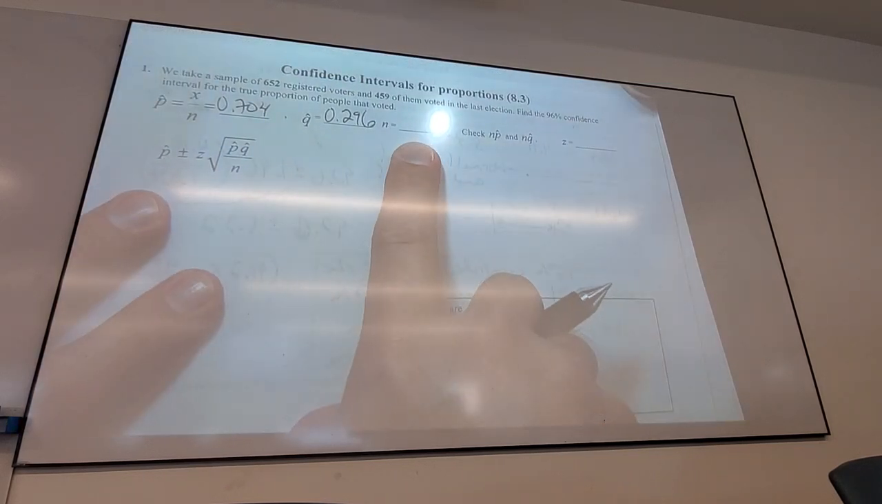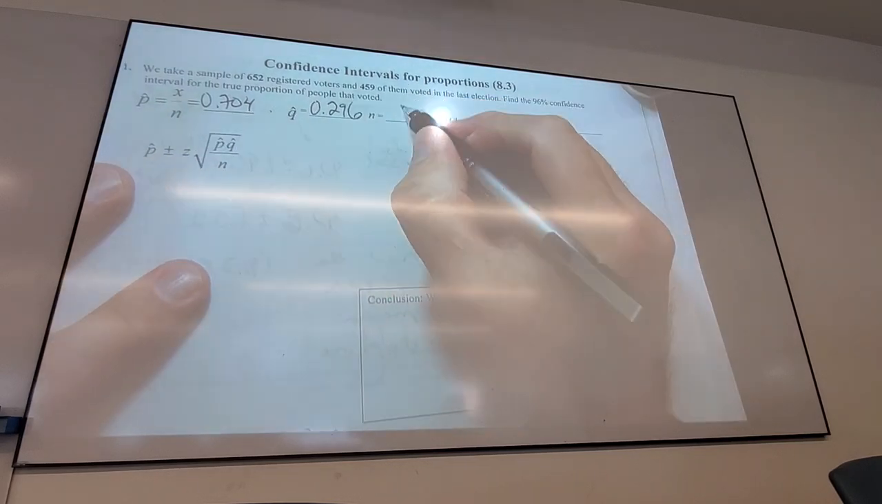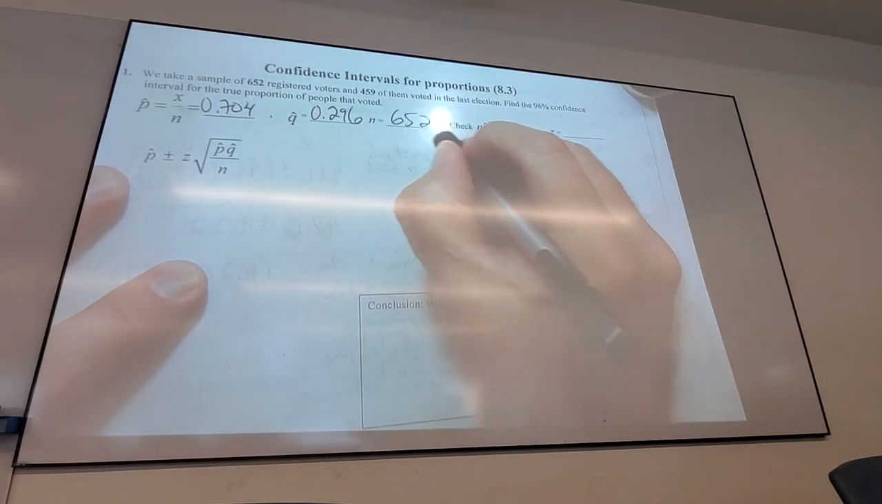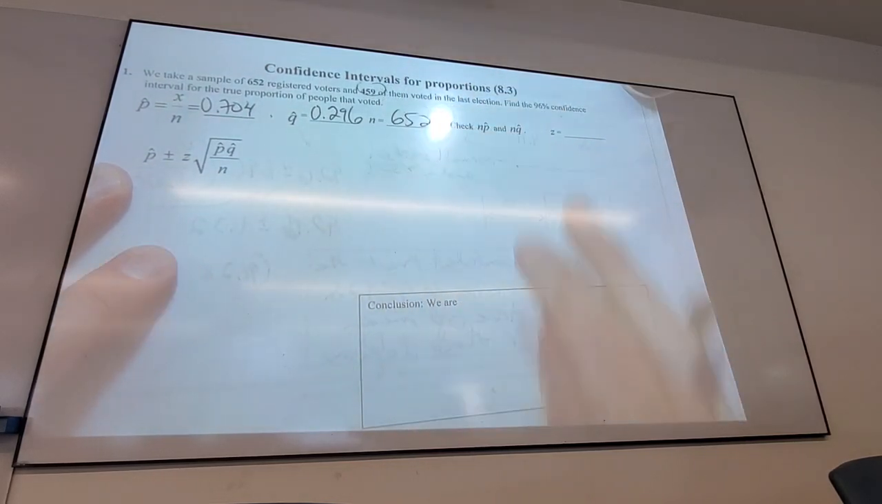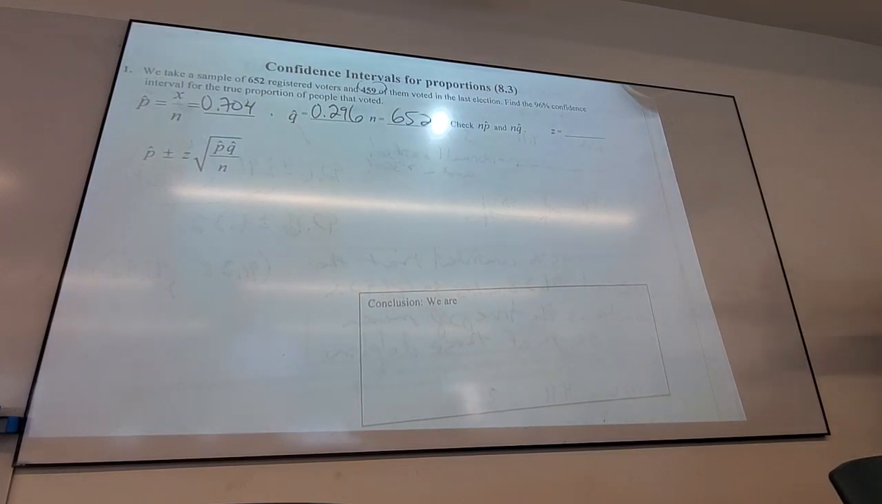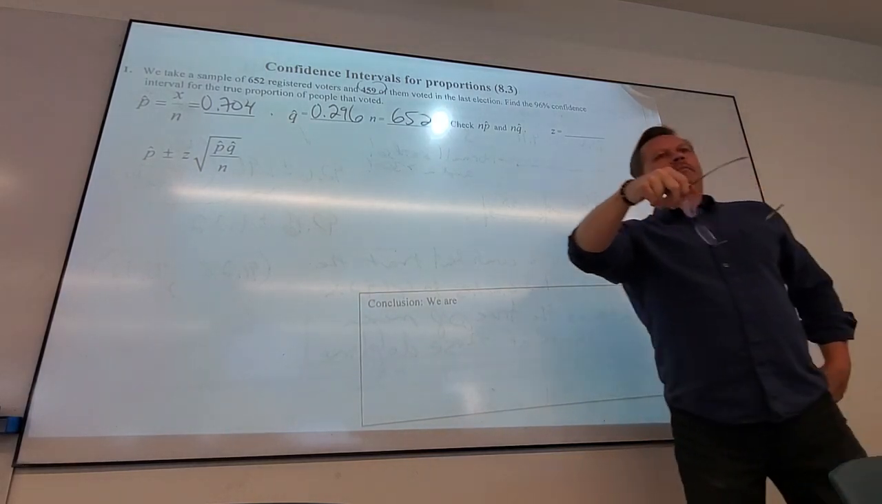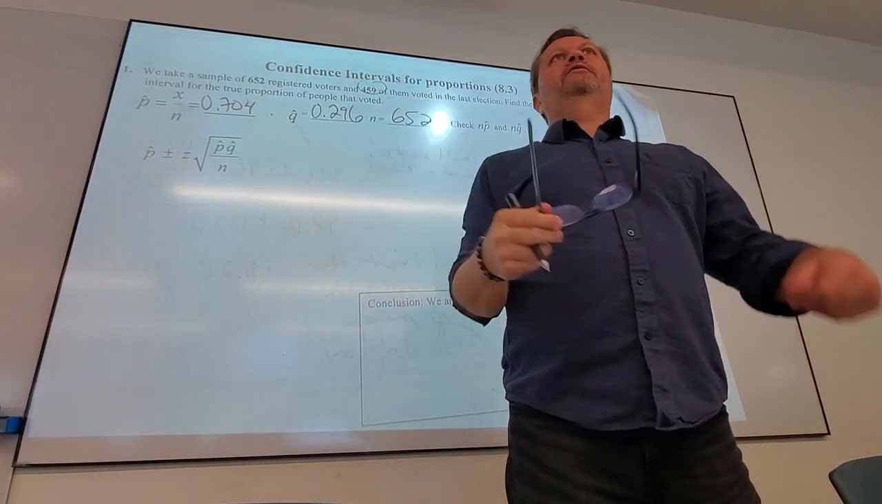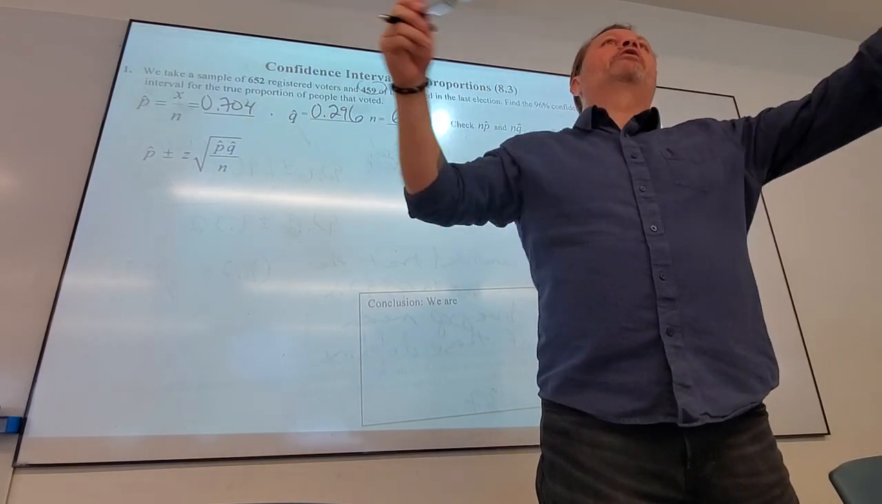This is kind of silly, but what's n? 652. Good. Do you see how the biggest mistake I see in this kind of problem is people put 459 there? But n is always got to be the bigger number. It's got to be the total number of things you're looking at. The 459 is just what you saw out of those things.